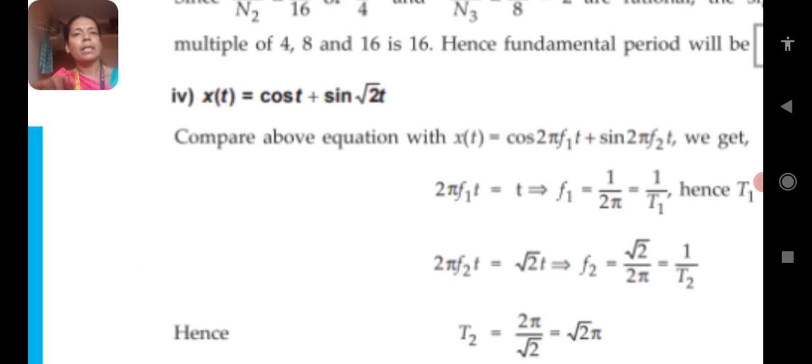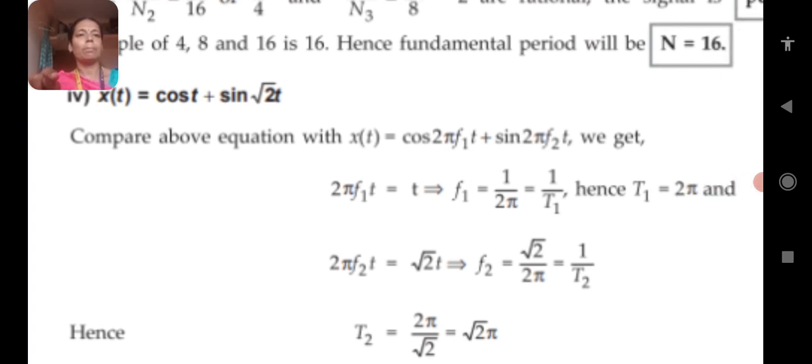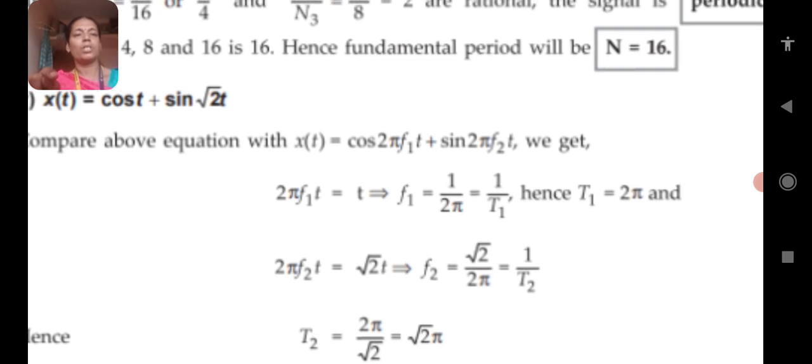So the next problem is x of t is equal to cos t minus sine square root 2t. Here also we have two terms. So we can expand as x of t is equal to cos 2 pi f1t plus sine 2 pi f2t. Therefore, equating those with the actual problem given, 2 pi f1t is equal to t, so the coefficient of t is 1. Therefore, f1 is equal to 1 by 2 pi, which is equal to 1 by t1. Therefore, t1 is equal to 2 pi.